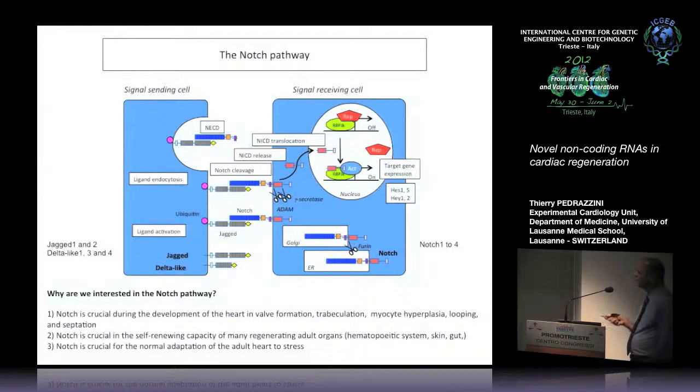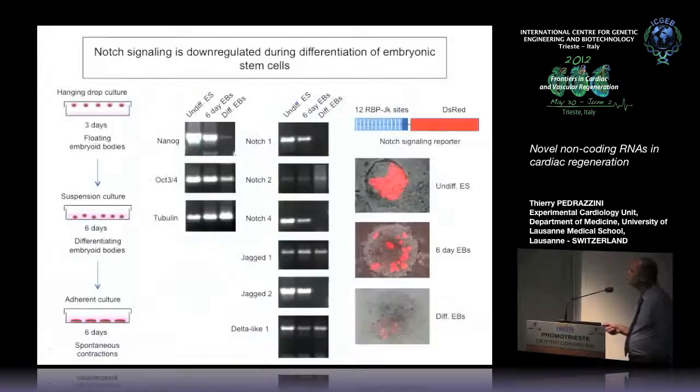Now, we're obviously interested in the Notch pathway because it has a role in cardiac development, but also in the self-renewing capacity of many regenerating adult organs. And we have shown in the past that it has a crucial role in the normal adult heart. So this is just as an introduction. This is old data, but what is the role of Notch in stem cells?